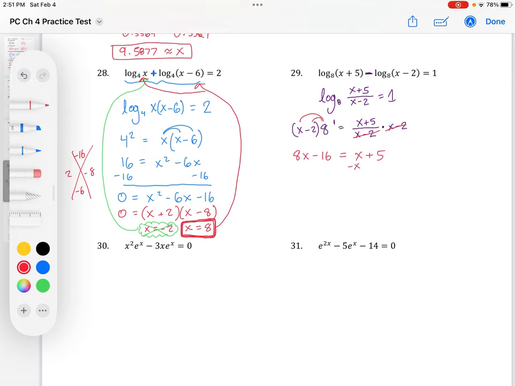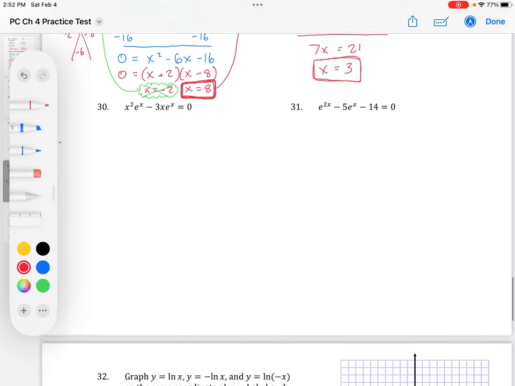All right, and from here we can just solve like we usually would. Let's subtract this x and add this 16. So we get these terms to cancel, and now we have 7x equals 21. So x equals 3. All right, and again, it's always a good idea to check, but if you plug 3 into here, you get 8, which you can take the log of. If you plug 3 into here, you get 1, and you can take the log of that. So we're okay.